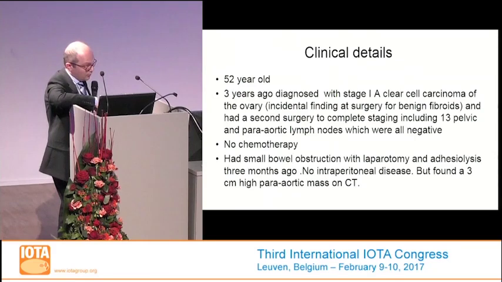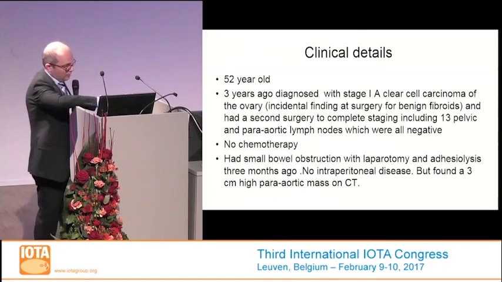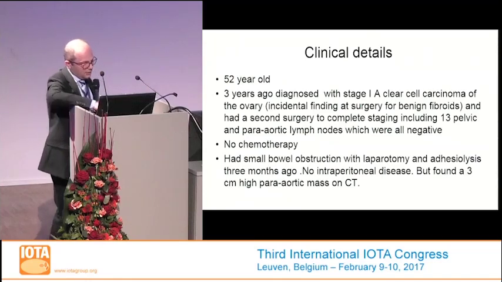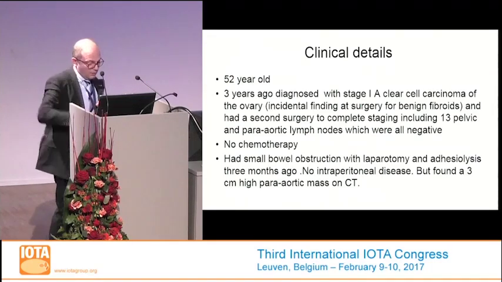She had no chemotherapy, and she had a small bowel obstruction recently, a month ago, or 3 months ago. She was admitted to another hospital and treated by general surgeons. They opened up and just did adhesiolysis. They couldn't find any disease. But while she was investigated for the bowel obstruction, there was a 3 centimeter high para-aortic lymph node on the CT.